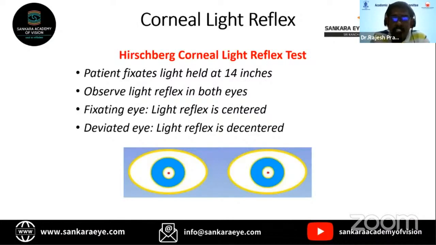Next, the common test which is used is the Hirschberg corneal light reflex test. Here, the patient fixates a light, which is held at 14 inches at the glabella, and then the examiner has to look for the light reflex in both eyes. Usually, when the light reflex is centered, it is normal, and when the light reflex is decentered, either nasally or temporally, we can make out the presence of squint.